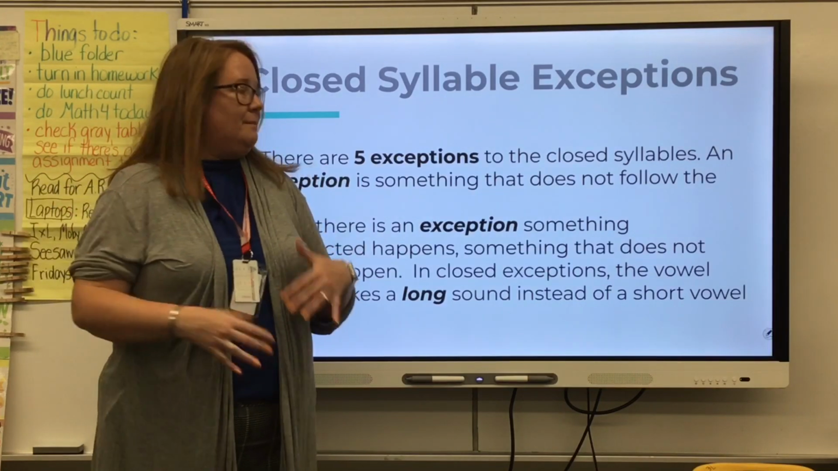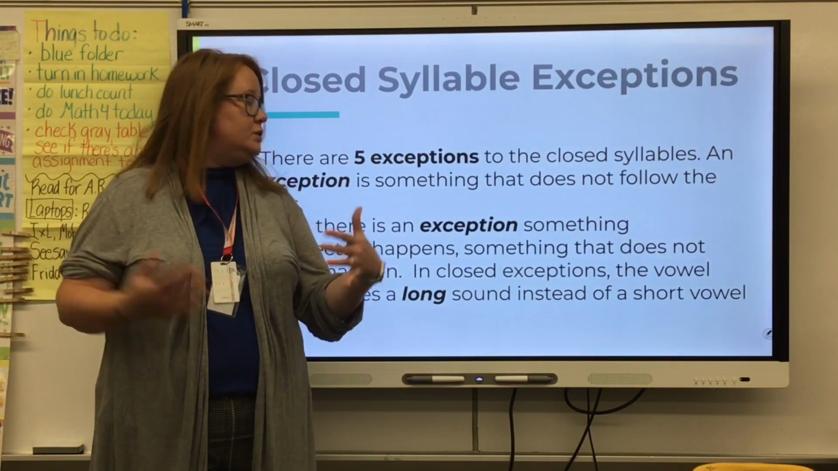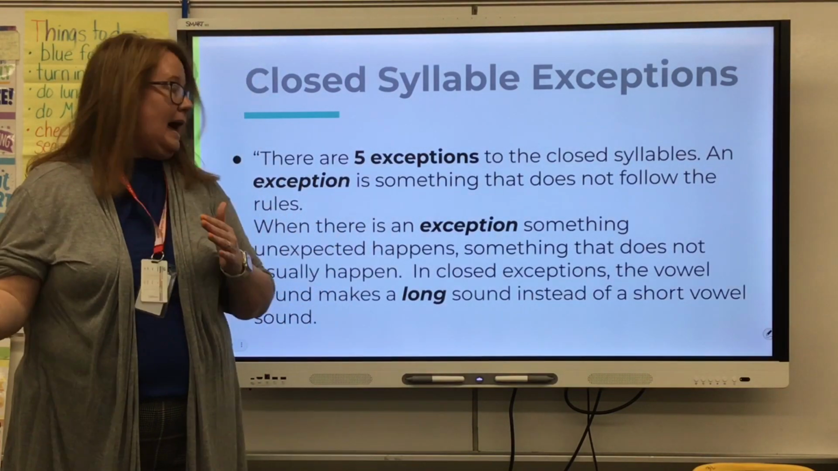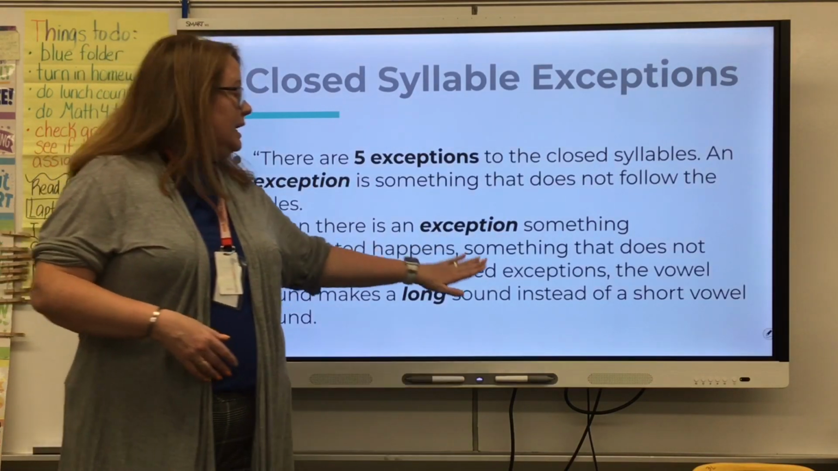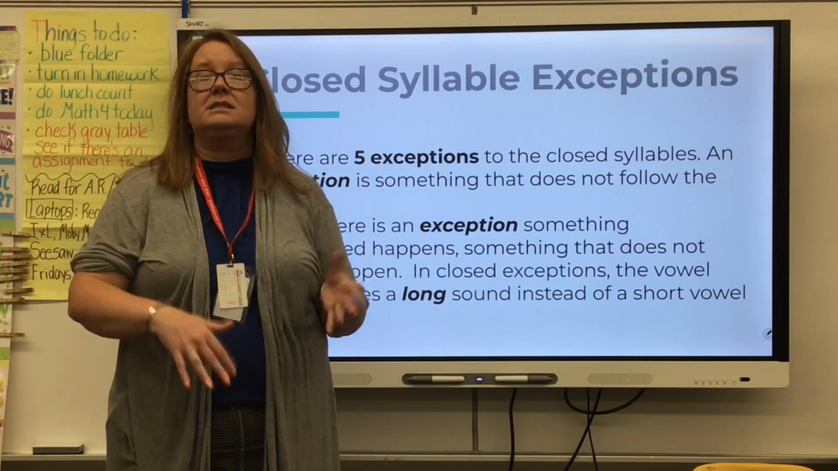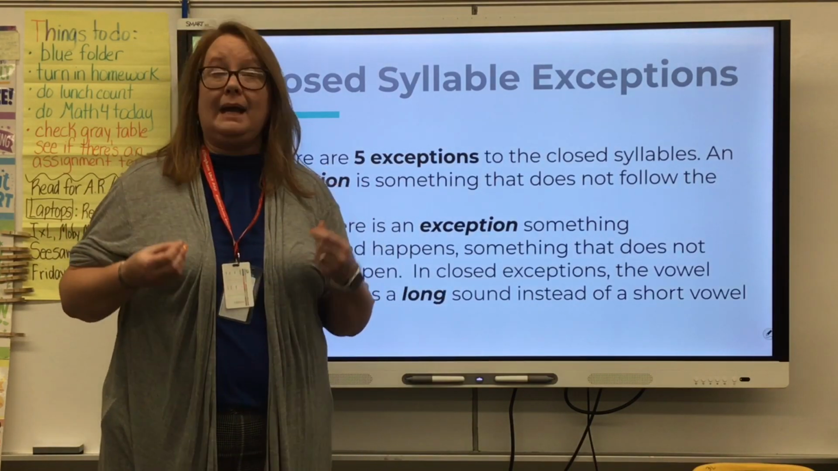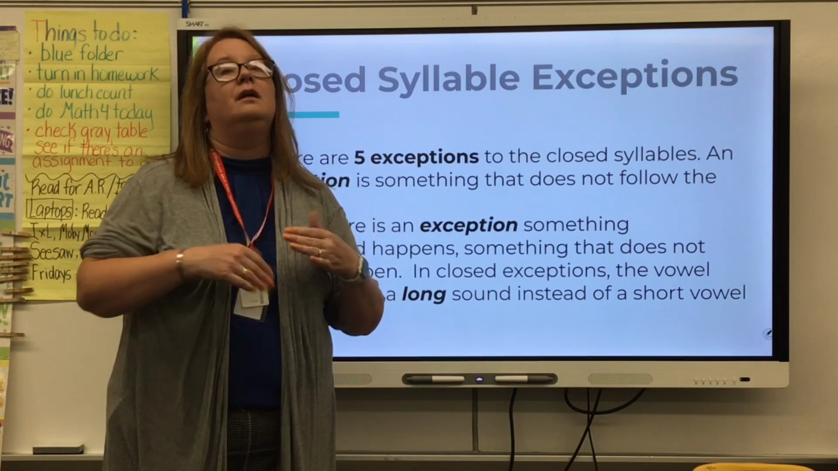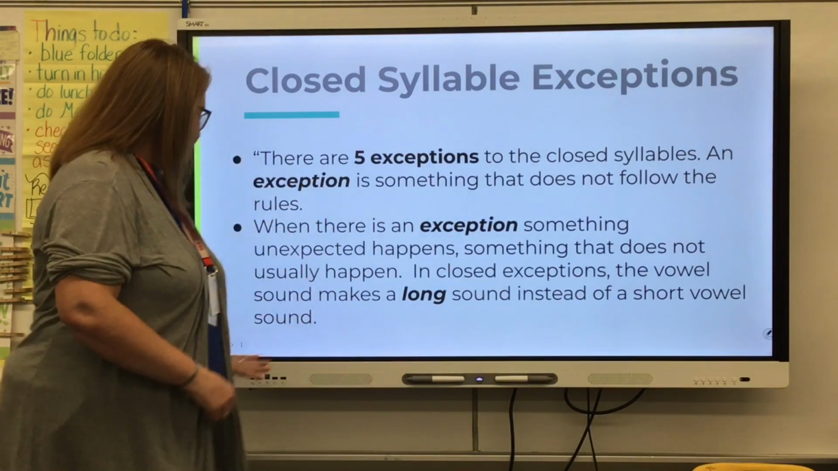Now, an exception is something that doesn't follow the rule, and it doesn't do what it's supposed to do. When there's an exception, something unexpected happens, something that doesn't usually happen. So in a closed exception, the vowel makes the long sound, because in a closed syllable, we would expect it to be short. But for a closed exception, the exception is it's making that long vowel sound.